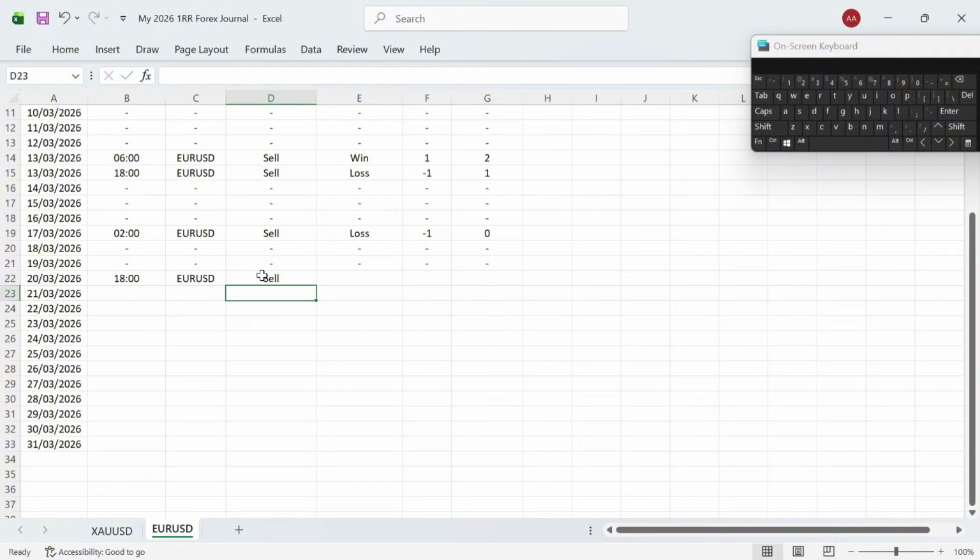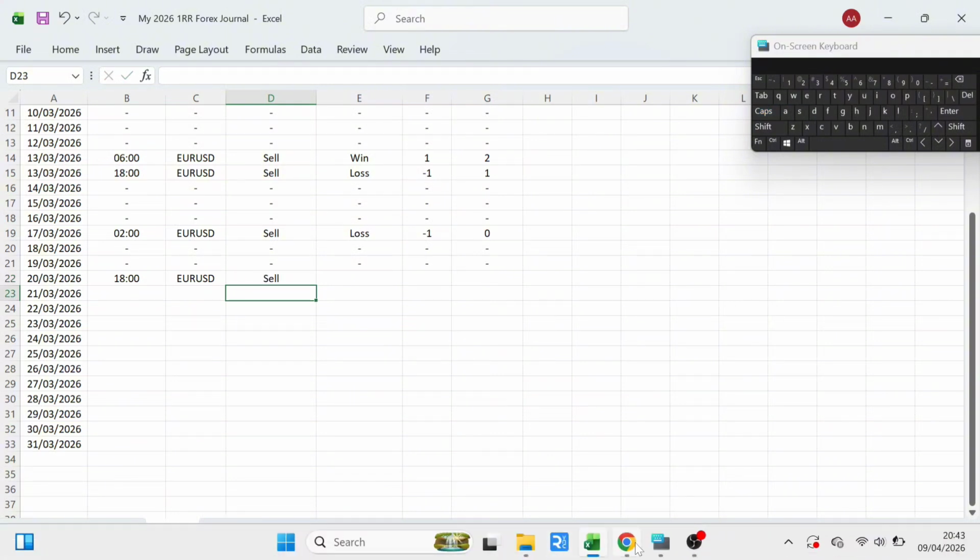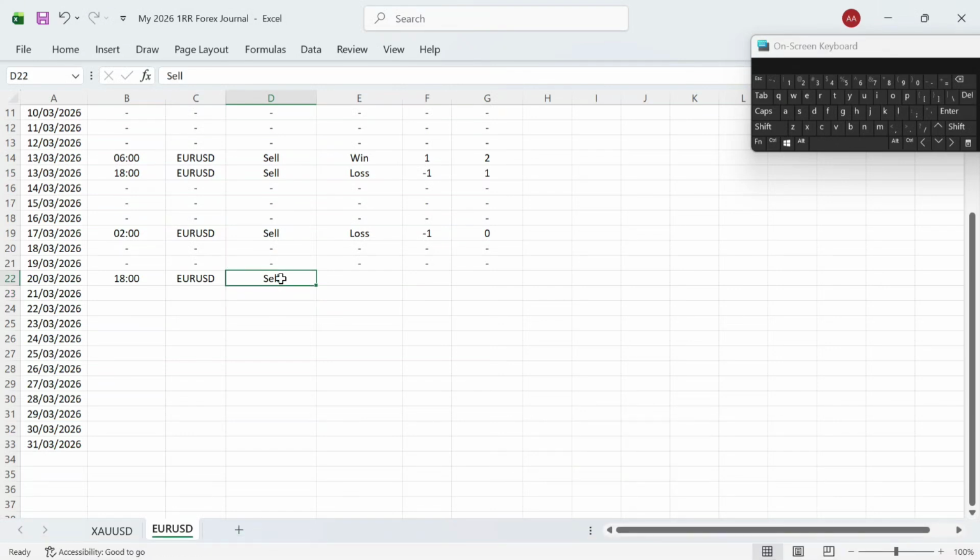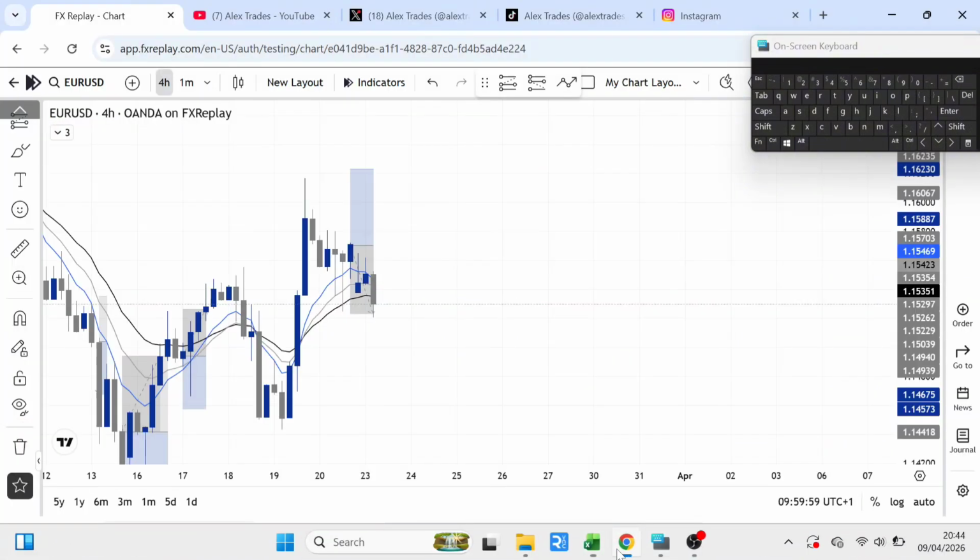This was a sell too. Let me check. Let me confirm. Okay, so they buy. Ended up the loss. -1, and then we are officially in drawdown. Okay, let's continue.